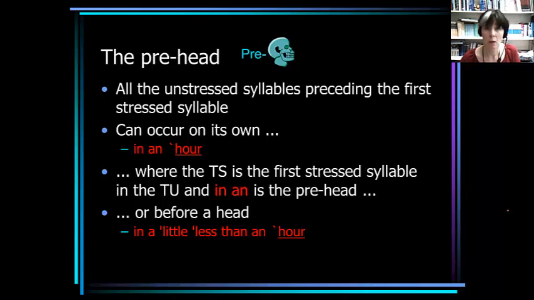Okay. Now we can also have unstressed syllables before the first stress. For example, is it you? Those were unstressed syllables before the first stress. So we can have a pre-head before a head, but also, because we don't have to have a head, we can have a pre-head on its own. So if we have unstressed syllables before the first stress, whether the first stress is the tonic syllable or another stress, we've got a pre-head.